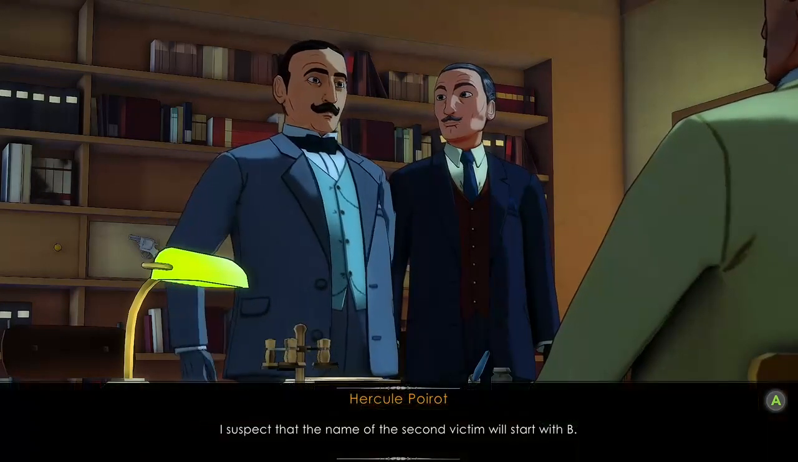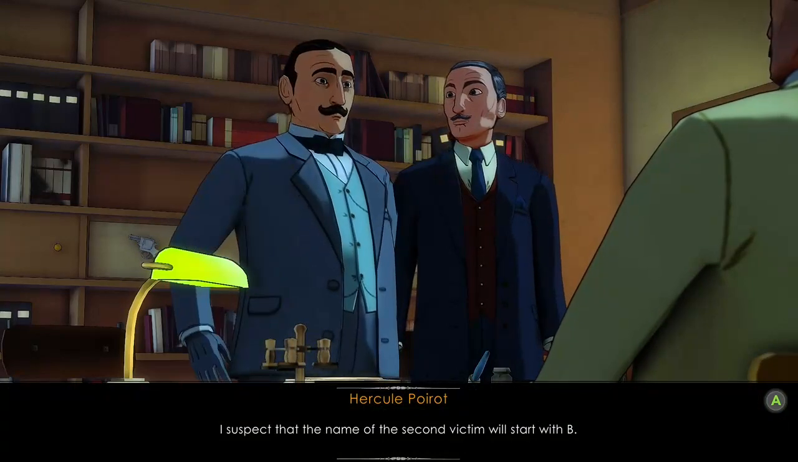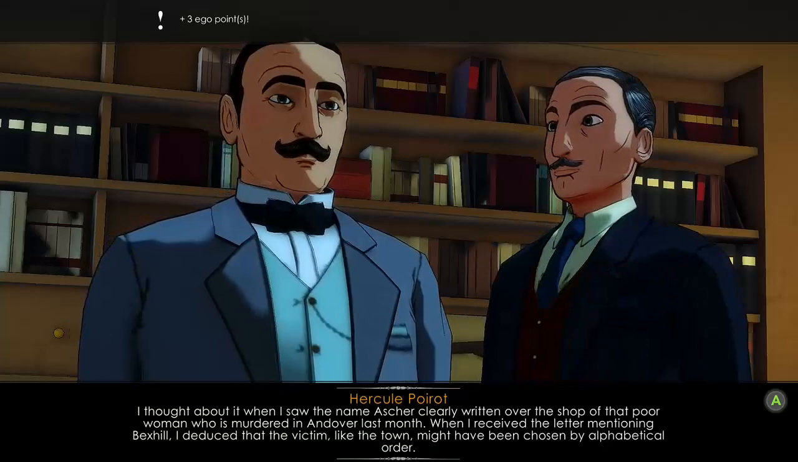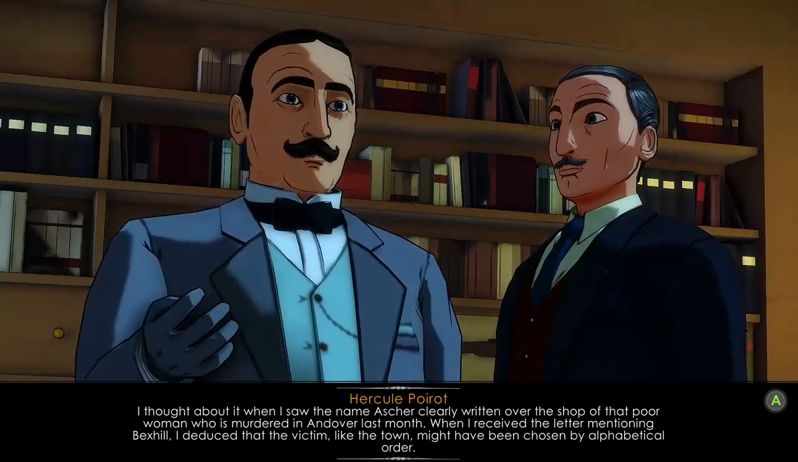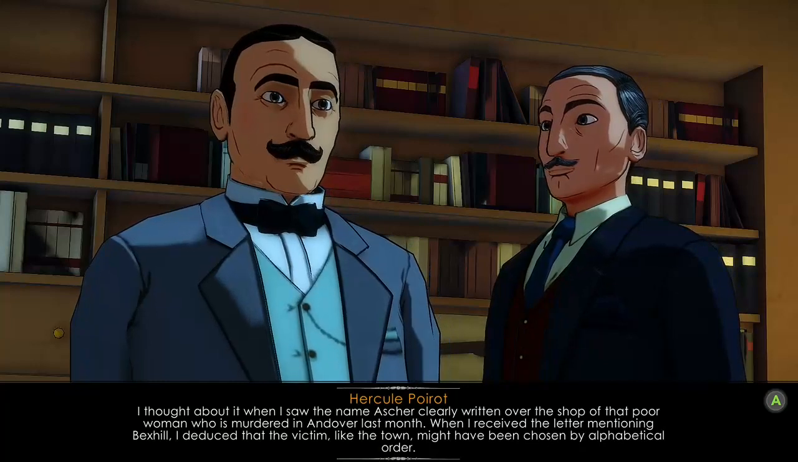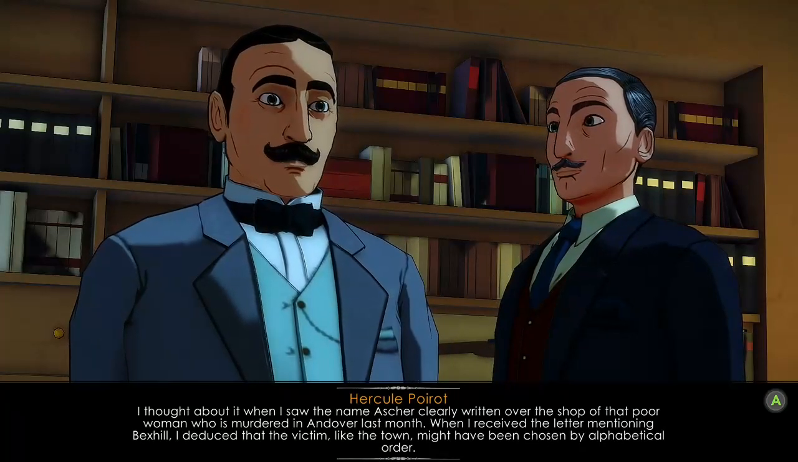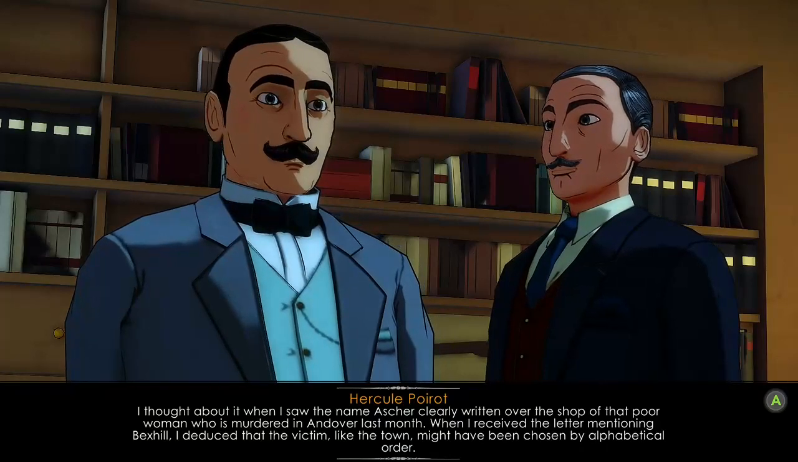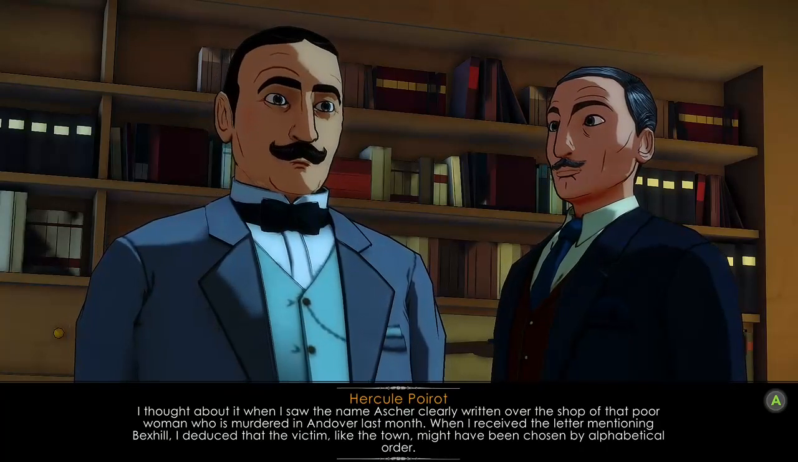I suspect that the name of the second victim will start with B. What on earth makes you think such a thing? I thought about it when I saw the name Asher clearly written over the shop door of the unfortunate woman who was murdered in Andover last month. When I received the letter mentioning Bexhill, I said that the victim, like the unfortunate woman, might have been chosen by alphabetical order.